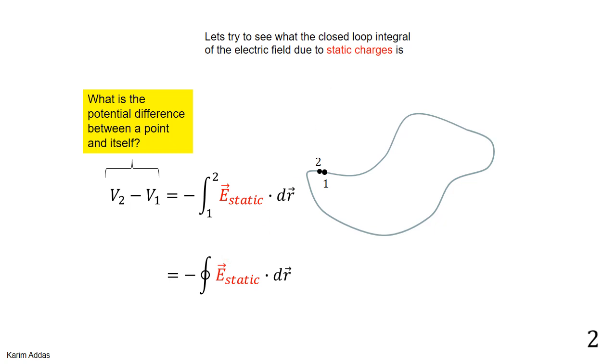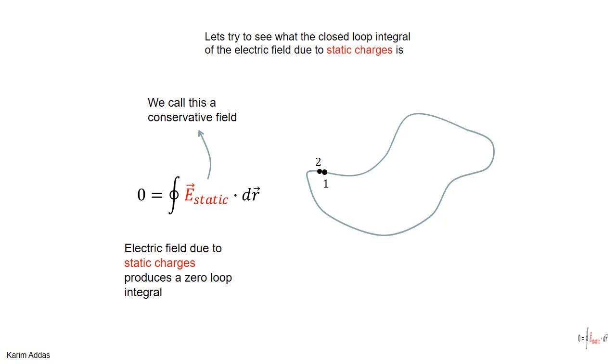There's another kind of electric field we'll take later on in the last chapter of the semester, which is a non-conservative electric field, which doesn't behave this way. But for a static electric field due to static charges, which is called a conservative field, when you integrate the electric field over any closed loop, it's always equal to 0.